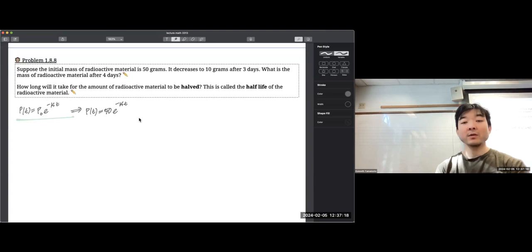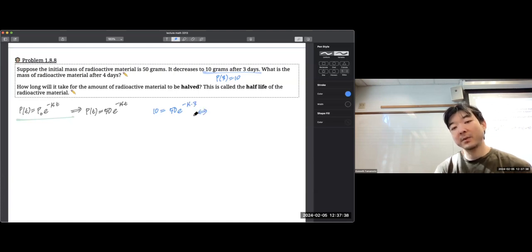And you're going to use the other piece of information they give us, which is this: after 3 days, you have 10 grams. What does that mean? That means that P of 3 is equal to 10. So let's plug that in. 10 for P, 50 e to the negative k times 3. You can divide both sides by 50, so you get 1 over 5 is equal to e to the negative 3k. You can take the ln of both sides.